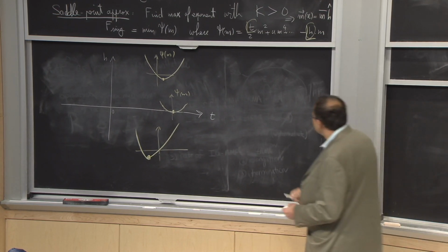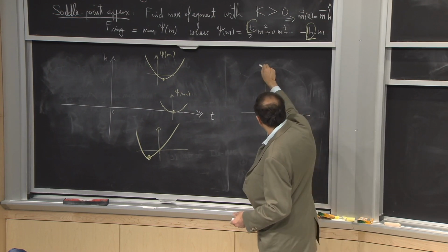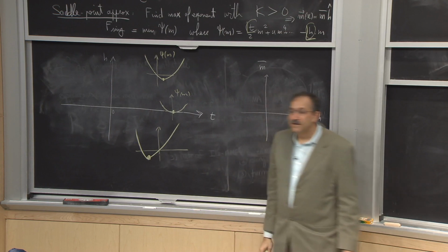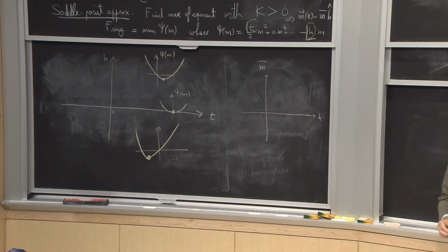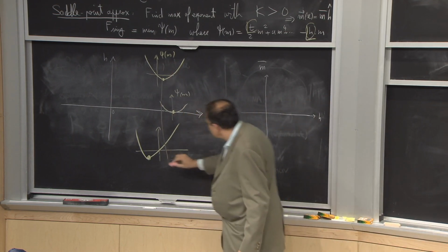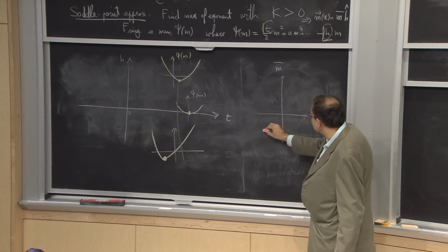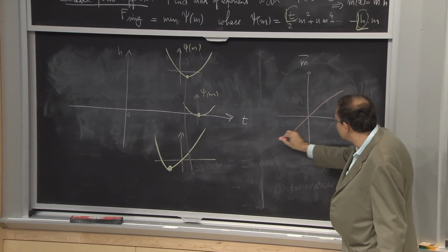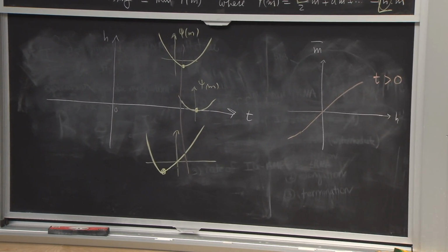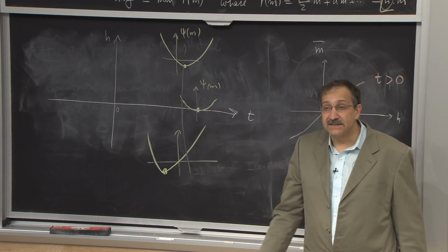So if I were to plot now what the minimum m bar is as a function of the field h, as I scan from h positive to h negative, what we have is that this sequence corresponds to a curve in which essentially m is proportional to h, something like this. So this is for t that is positive.